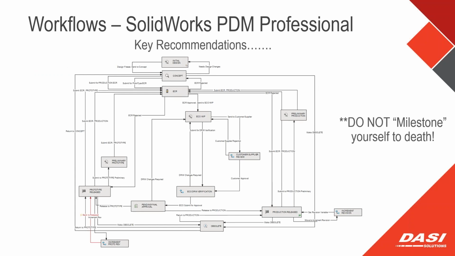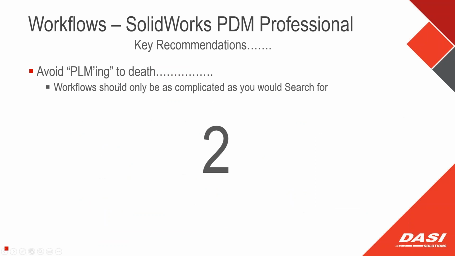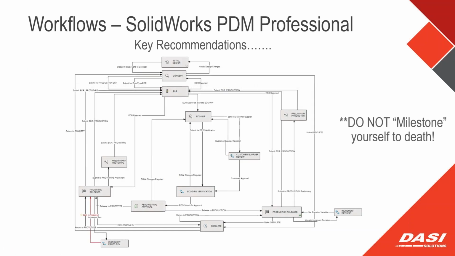And really in the situation here, we don't want you to milestone yourself to death. You really should just go ahead, and I'll go back to the previous version of that, but you really should just have the workflow states that are only as complicated as you would need to search for. So if you're looking for files that are in work in progress or being out for manufacturing or in from manufacturing or review or engineering change, those are really the ones you want to capture. Don't go too crazy with this and just make this too much of an eye chart. So very simple there. Let's go ahead and keep that simple.